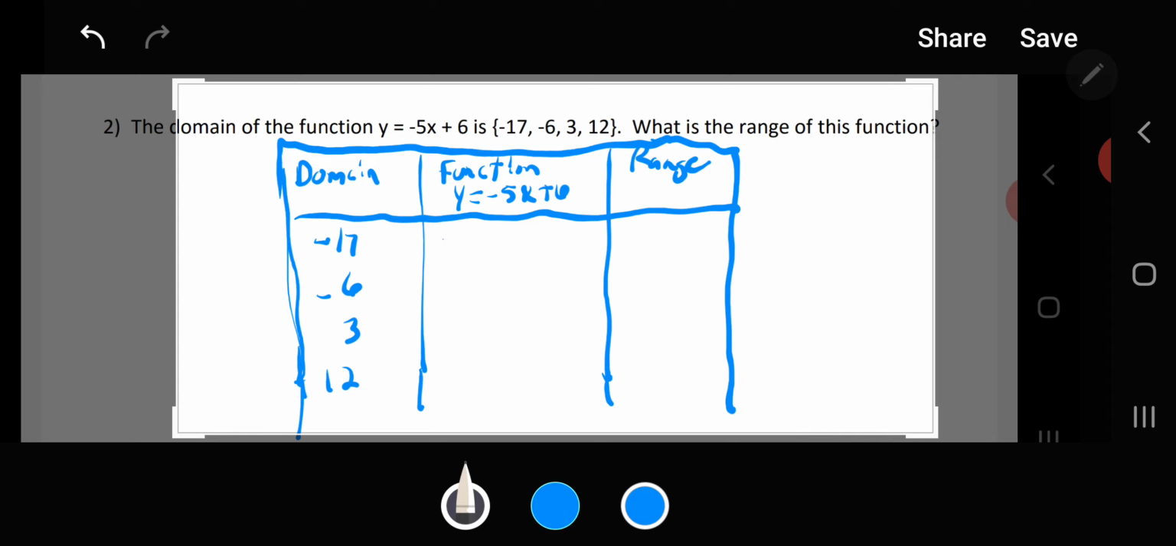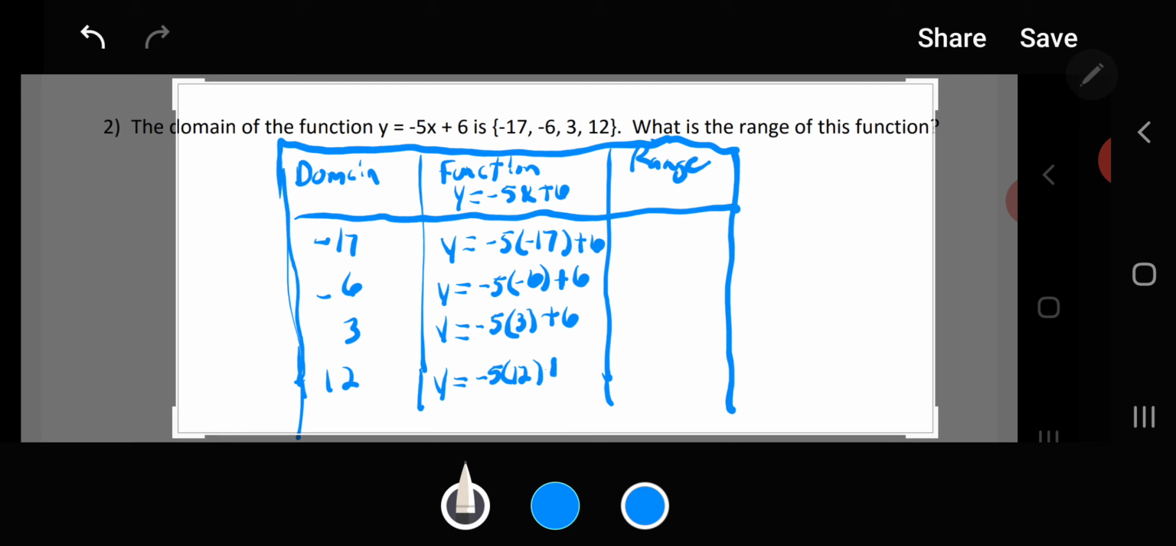So we're going to go y equals negative 5, and we're going to input that negative 17, and add 6. Next we got y equals negative 5 times, we'll input that negative 6 for the x value. Instead of saying x, we're just replacing it with negative 6, plus 6. Next one, y equals negative 5, input that 3, plus 6. And lastly, y equals negative 5 times 12 plus 6.